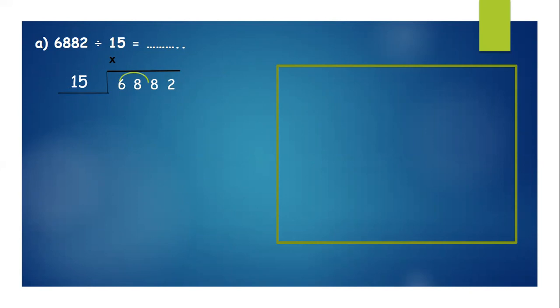How will we know the answer? What number times 15 equals 68? We don't know. So what do we have to do? We hide the ones digits and we divide 6 by 1. The answer is 6, but we are not sure that the answer is 6. We have to try. So we try 15 by 6.